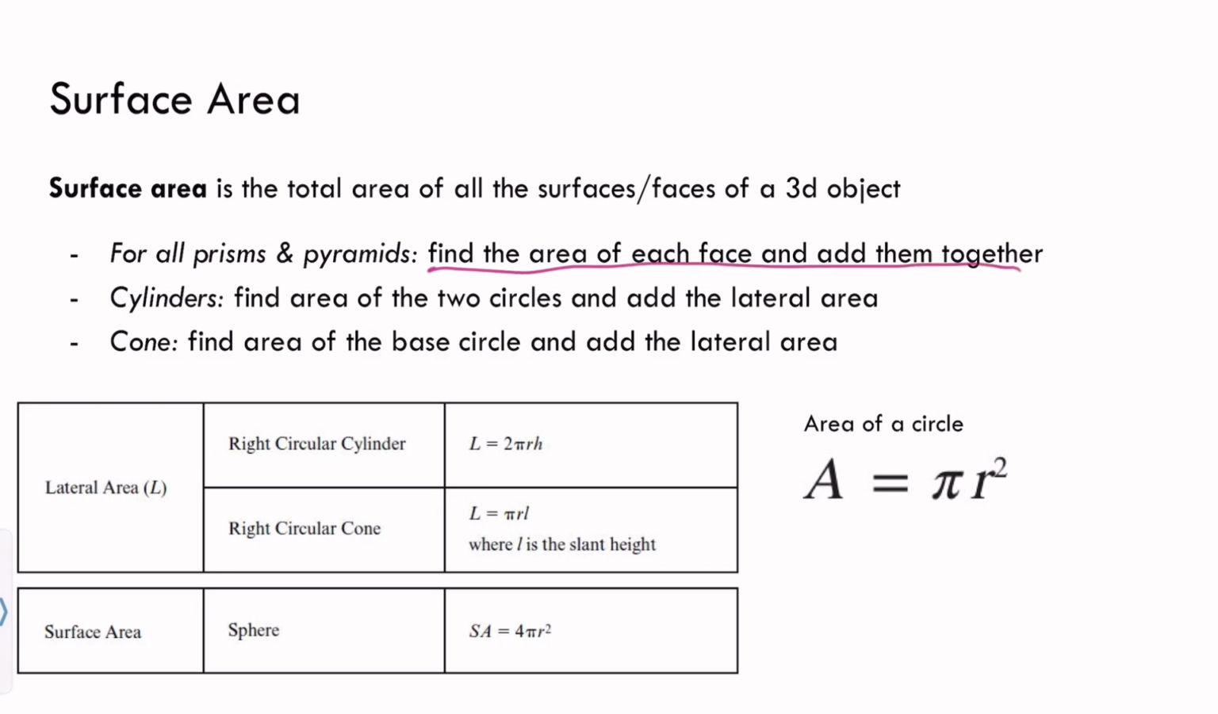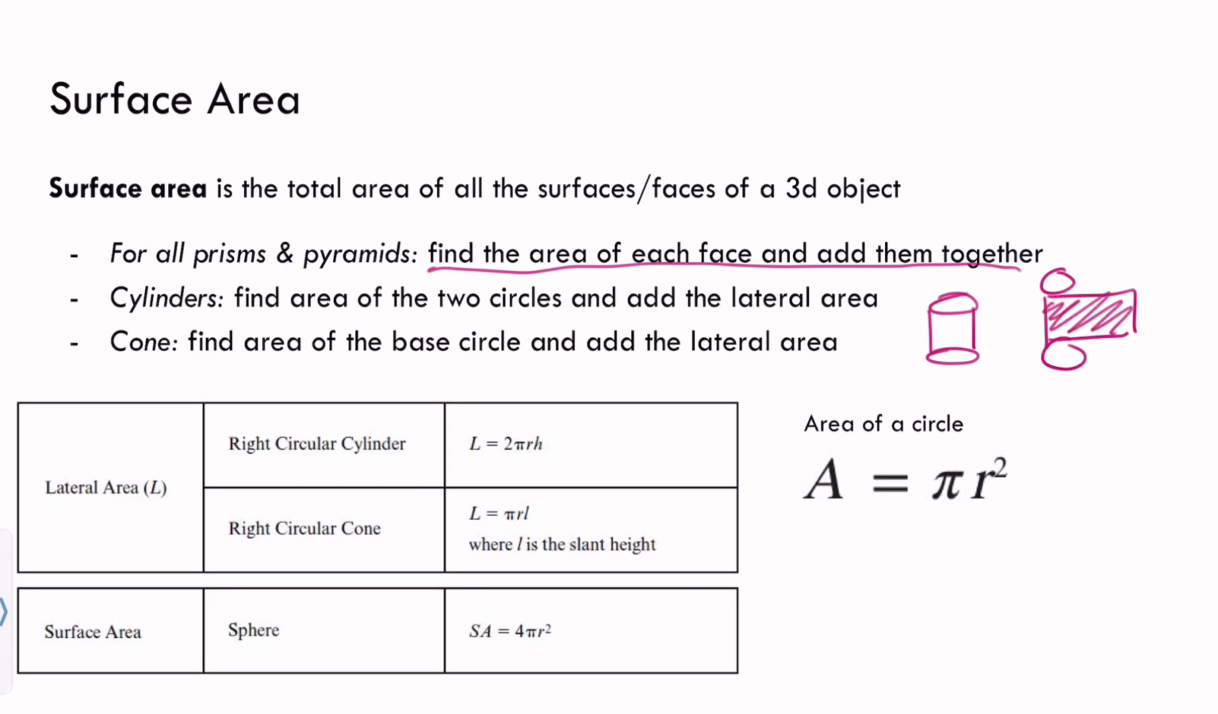Okay, so for cylinders, to find the surface area, you want to find the area of the two circles and add the lateral area. So basically what I mean is, here's the cylinder, right? This is what a cylinder looks like. If I deconstruct the cylinder, it flattens out into two circles and also this rectangular section right here.